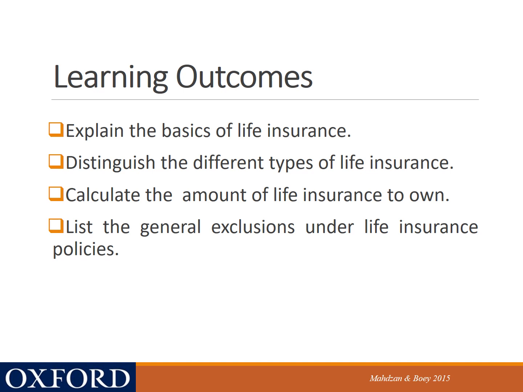The second learning outcome would be that you will be able to distinguish the different types of life insurance, basically based on the peril that is covered under life insurance. The third one is that you will be able to calculate the amount of life insurance to own. And the fourth one is that you will be able to list some of the general exclusions under life insurance policies.